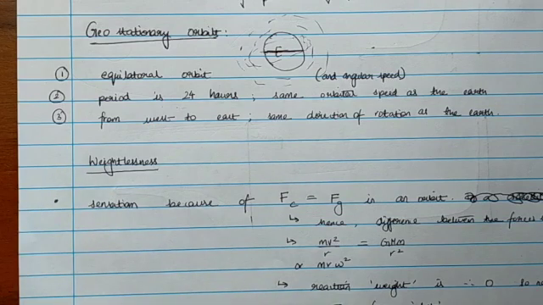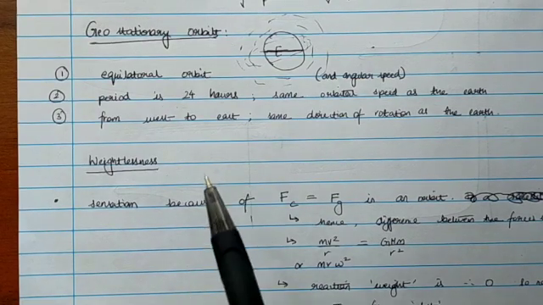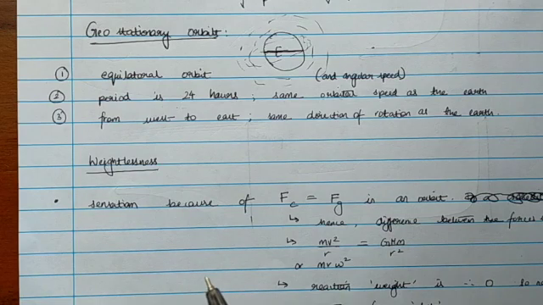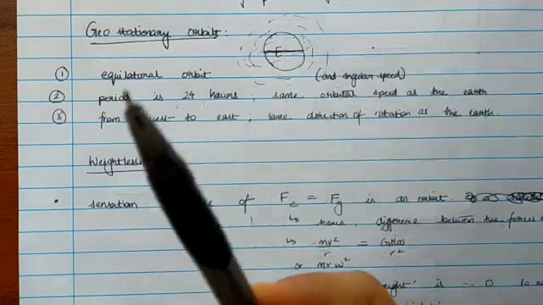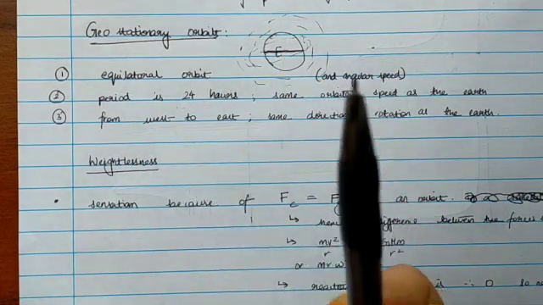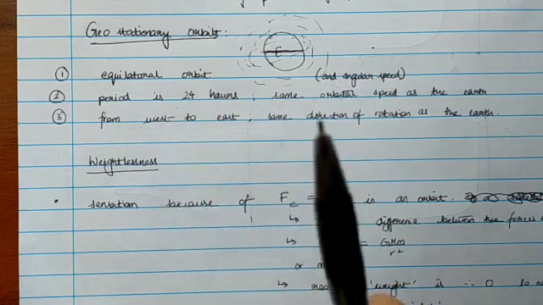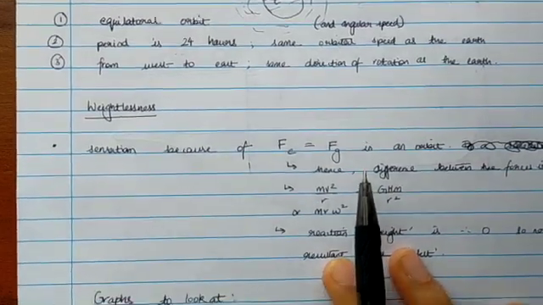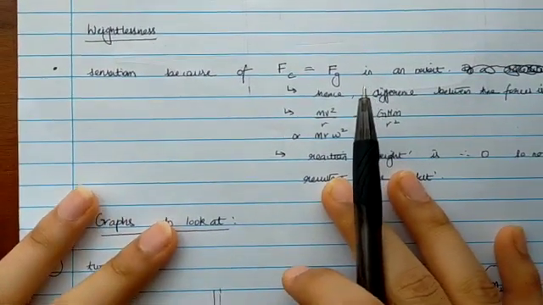And the third thing we know about this orbit is that it goes from west to east. So this orbit is from west to east, which is the same direction of rotation as the Earth. We know that the Earth is rotating from west to east, and that's how the objects in this orbit would also rotate. So that is just a small section on geostationary orbits that you need to know.